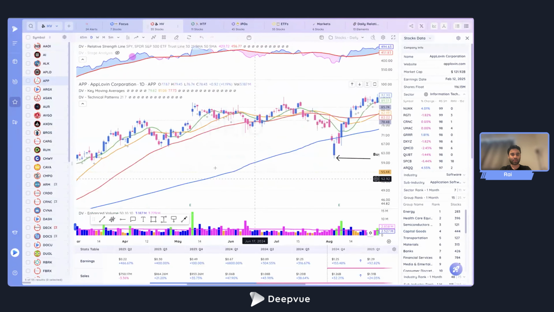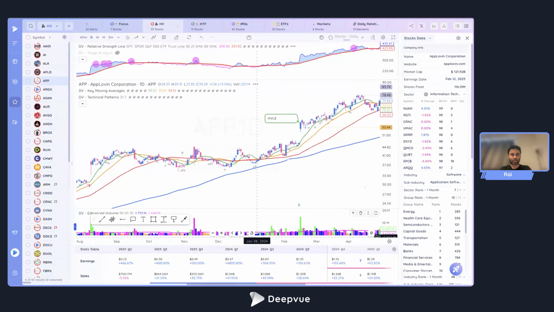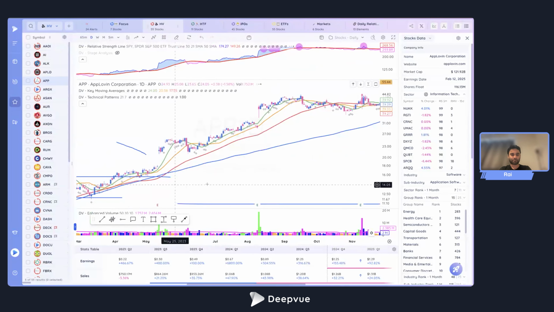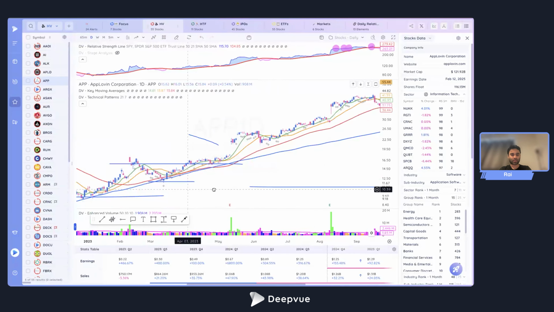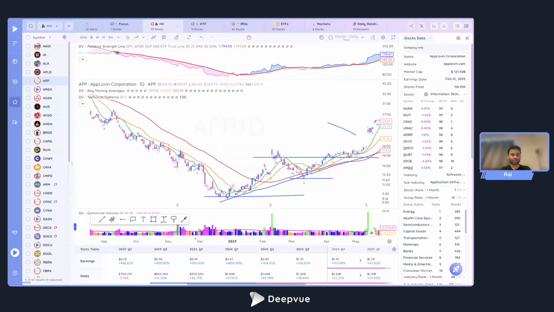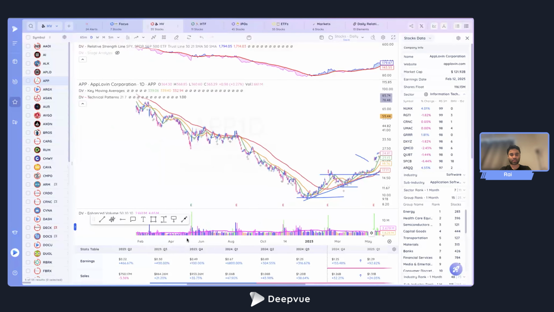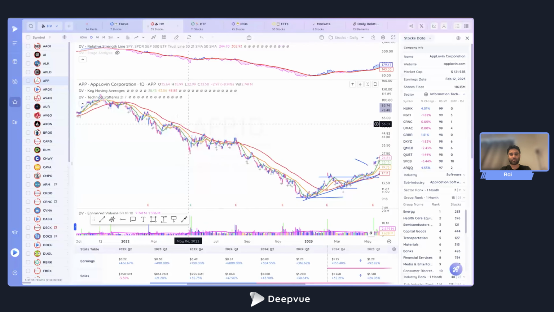So if we look at APP and the run in APP, right? And what happens is essentially a stock is in a downtrend, right? So if we take APP, significant downtrend that's happening. And what happens is to get out of the significant downtrend, something must happen, right, for the company to recover. So there's a downtrend.